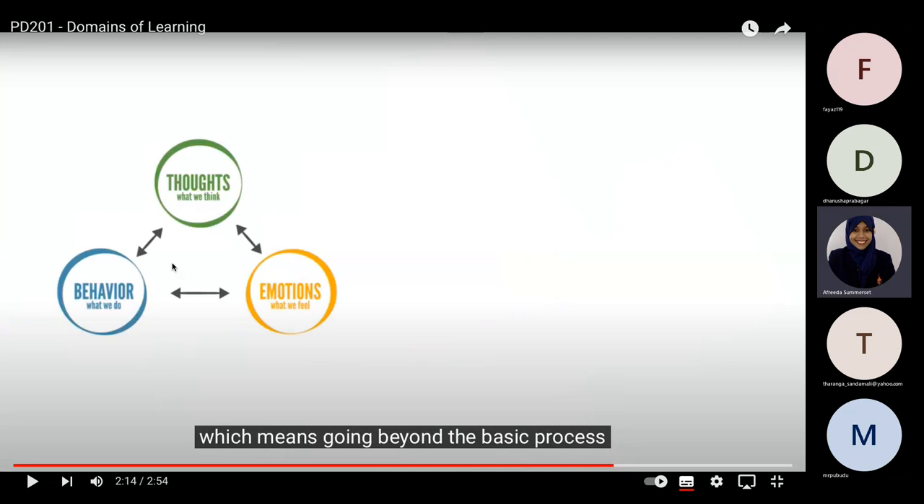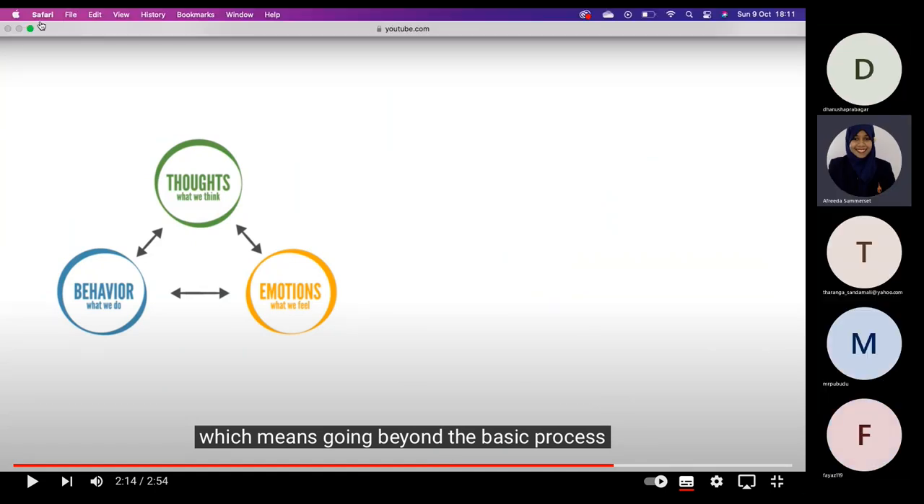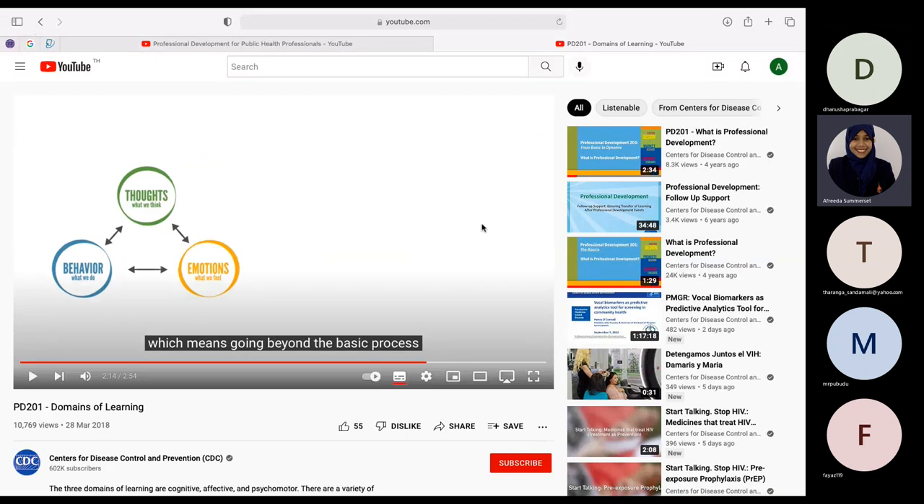How your thoughts are going to be processed, how you behave in a corporate sector with your patients or your nurses, how you control your emotions. All these are very important when it comes to professional development. Okay, that is that.